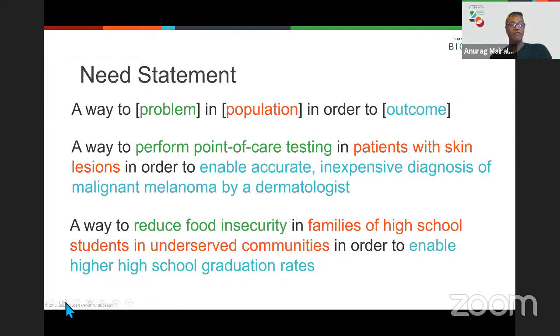Another example, this is completely from a different field, not from a healthcare field. This was about food insecurity, a way to reduce food insecurity in families of high school students who are in underserved communities. So these are students who are in poor families, and that food insecurity actually impacts their graduation rate. So here the outcome was enabling a higher graduation rate, because that had a major impact on their economic capacity in the future and their health in the future and so on. So this was a need statement for a completely different kind of need.